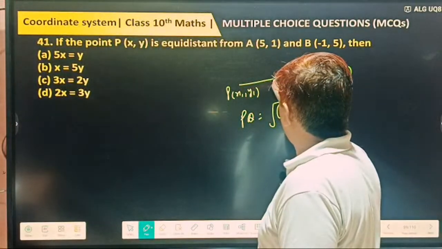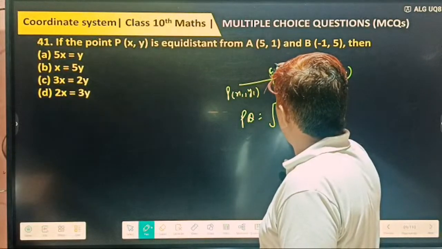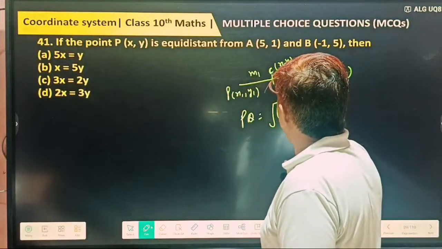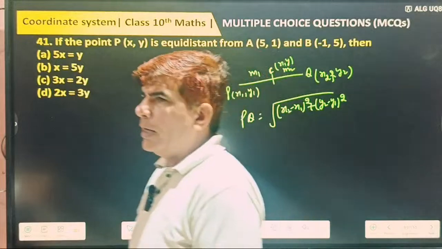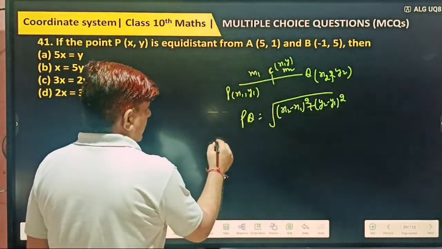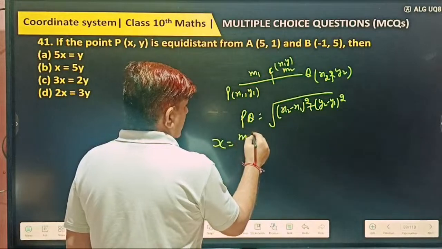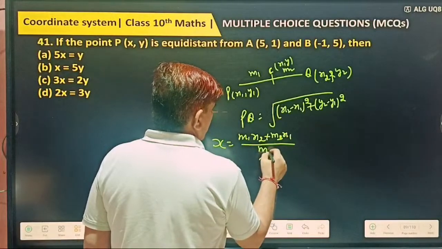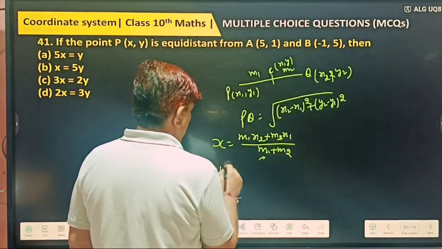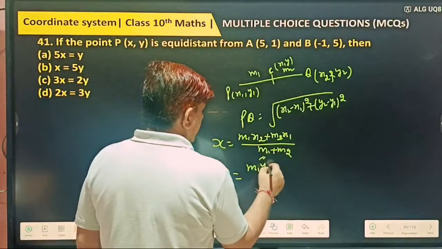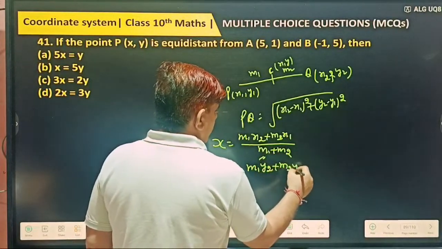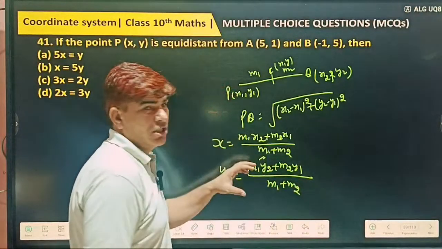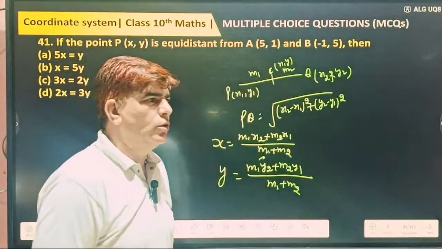The other is, if there is a point C whose coordinates are x and y and it divides in the ratio m1 to m2 internally, then x is equal to m1 x2 plus m2 x1 divided by m1 plus m2, and y is m1 y2 plus m2 y1 divided by m1 plus m2. This is called the section formula, and the earlier one is called the distance formula.